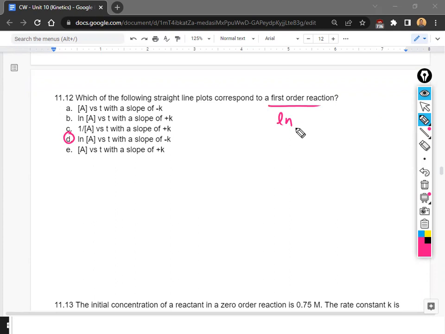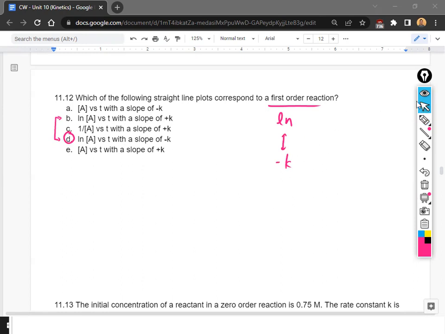Okay, so just keep that in mind. If you have a natural log, it's gonna be first order. So that's the first part. The other option is B. Whoa, I drew that line way too long. So it could either be B or D. But if you take a look at the chart, it'll tell you that the slope is -K. So first order is gonna be natural log and -K.